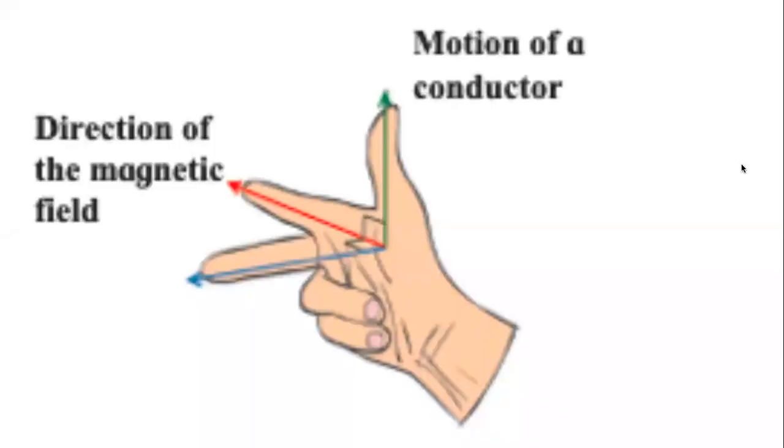One label is missing. 3 fingers are shown, stretched perpendicular to each other. The index finger supposedly is showing the direction of the magnetic field. The thumb is showing the motion of the conductor. Then what is the middle finger showing?